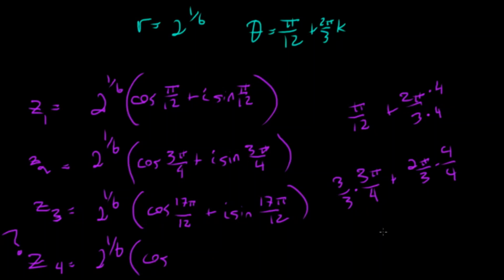What is 17 pi over 12 plus 2 pi over 3? I need a common denominator, so times 4 and times 4. I'm going to have 8 pi here, I'm going to have 17. That's going to be 25 pi over 12.